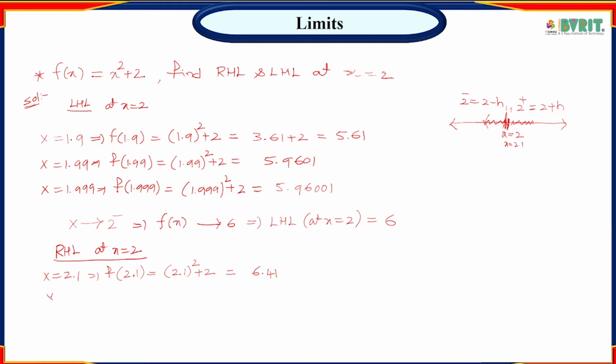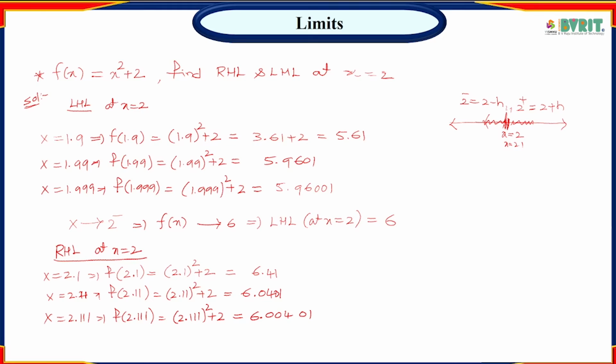6.41. Then x is equal to 2.11. Then f of 2.11 is equal to 2.11 whole square plus 2. That is equal to 6.041. Then x is equal to 2.111. Then f of 2.111 is equal to 2.111 whole square plus 2, which is equal to 6.00401.